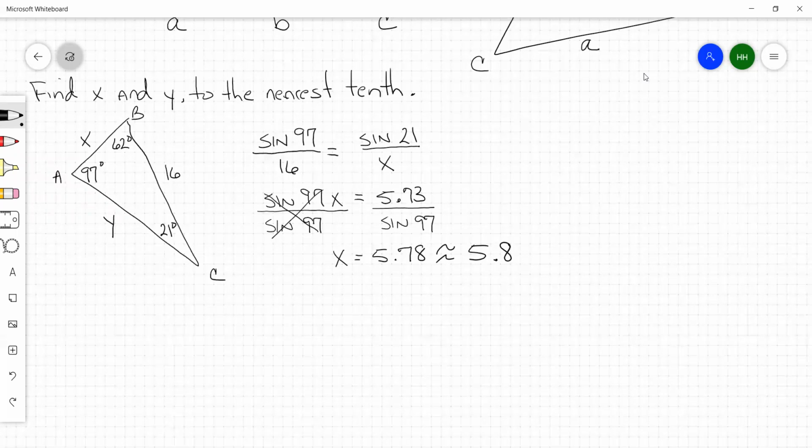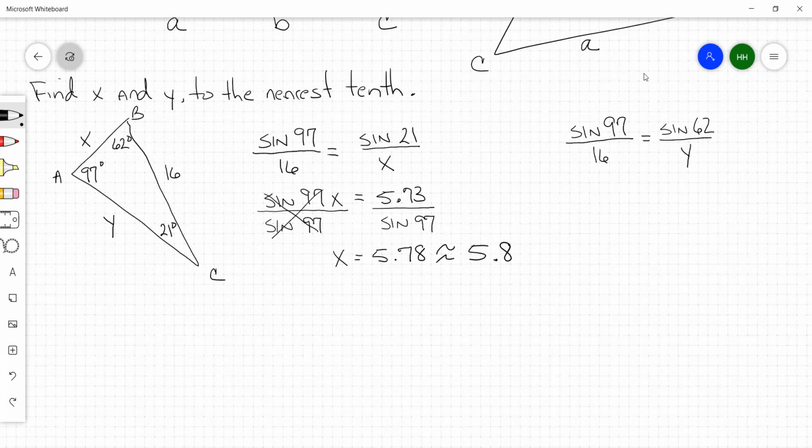And now we're going to do the same thing for side y. We're going to use this original given angle, and we're going to say sine 97 over 16 equals, now we're using the angle opposite of side y. So that's going to be sine 62 over the variable y, which is what we're trying to find. So that's your second proportion.